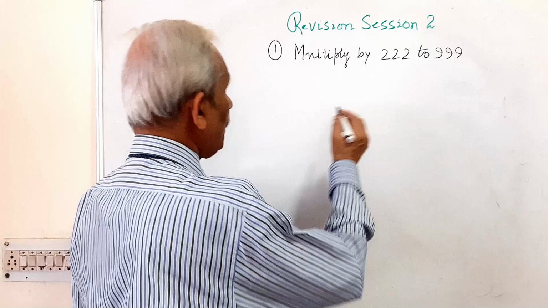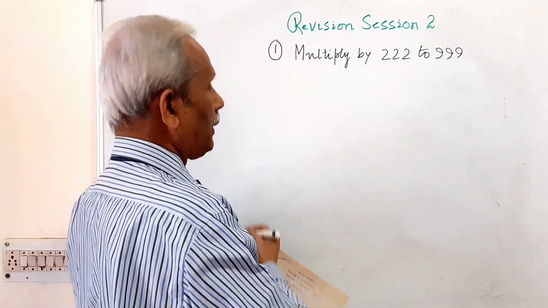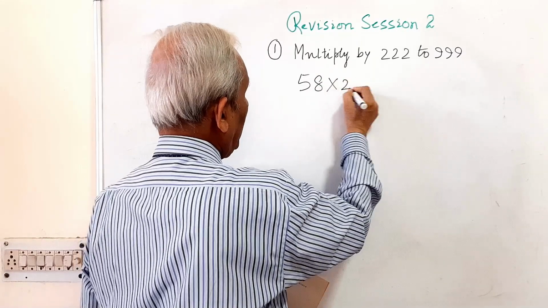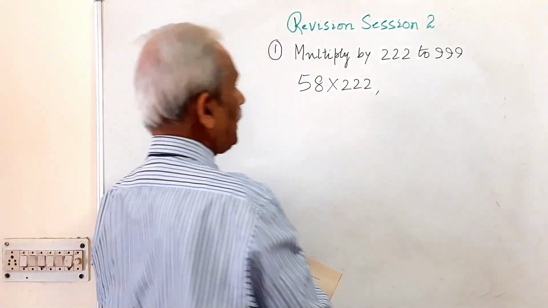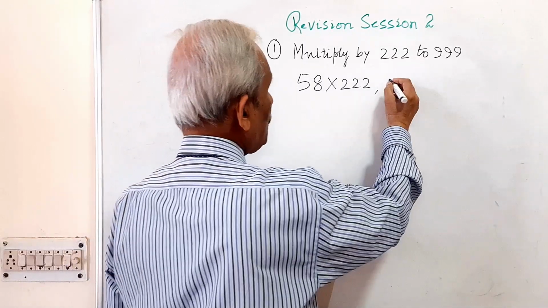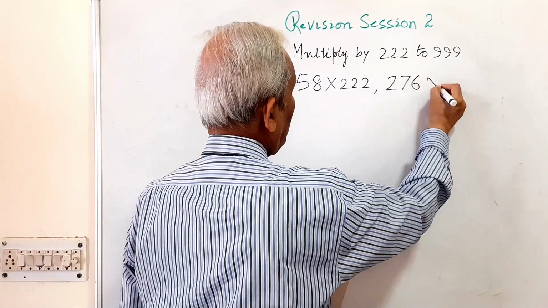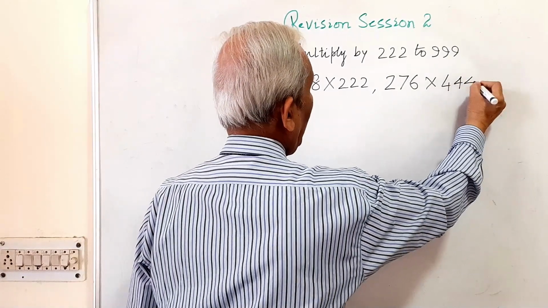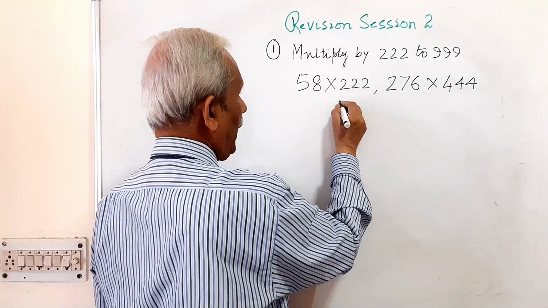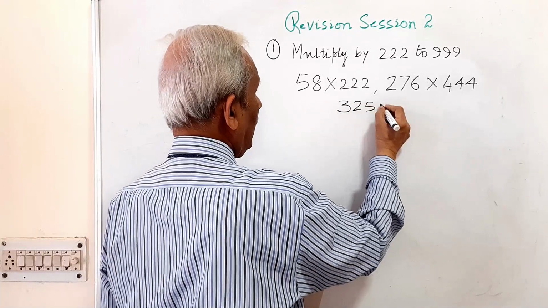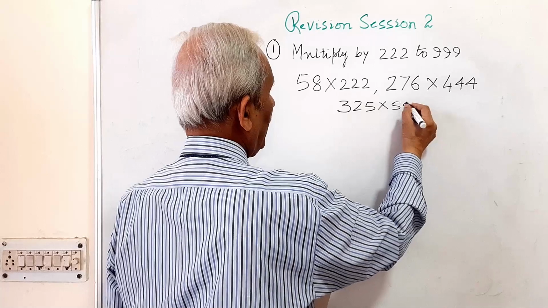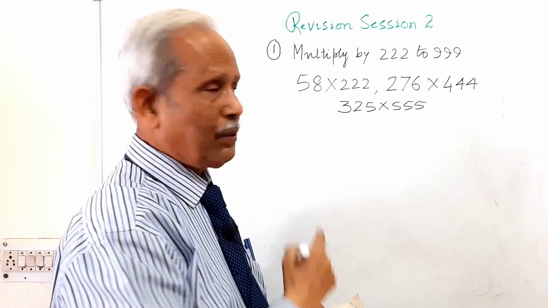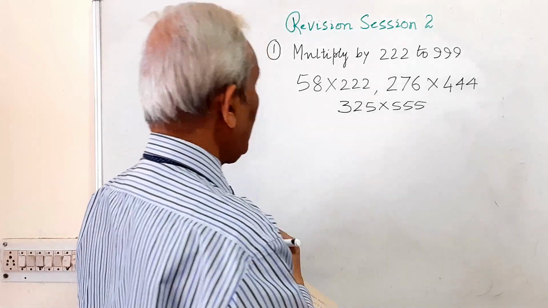Now, I hope you remember this. First, I'll give you some example questions which you should follow: 58 multiplied by 222, 276 multiplied by 444, and 325 multiplied by 555. I would like you to write them yourself and practice. When you practice, please come back after a pause.